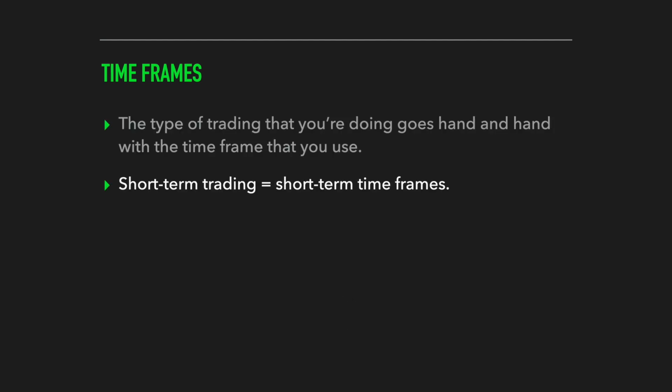Okay, so with all of that being said, as I've already mentioned, the type of trading that you're doing should really go hand in hand with the time frame that you use. What I mean by that is shorter term trading is generally going to mean that you're looking at shorter term time frames, whereas longer term trading like swing trading, where you're holding positions for a couple of weeks, sometimes up to a couple of months, is going to require you to mostly focus on longer term time frames, like maybe the hourly chart, the 4-hour chart, or even the daily and weekly charts.